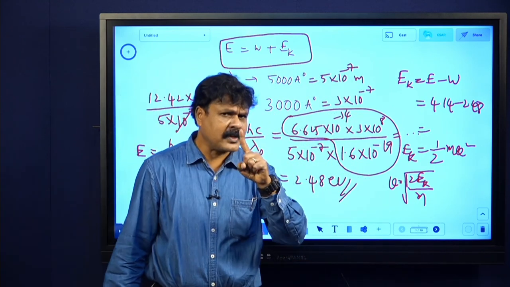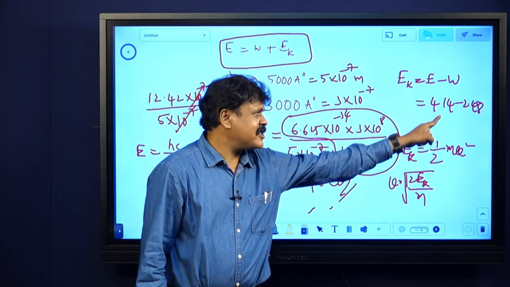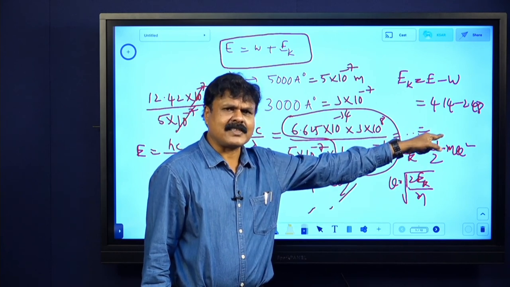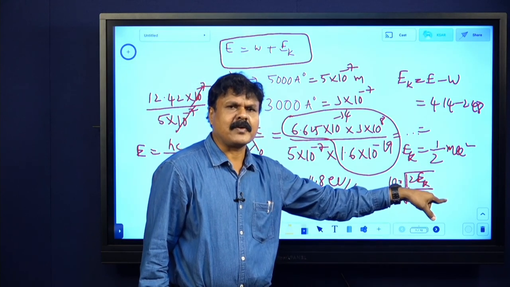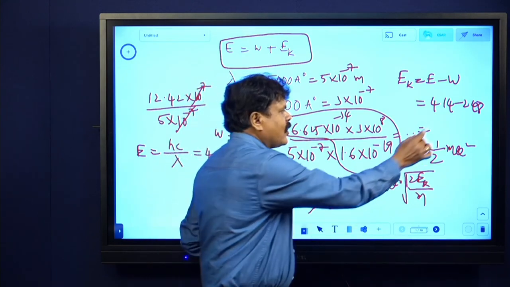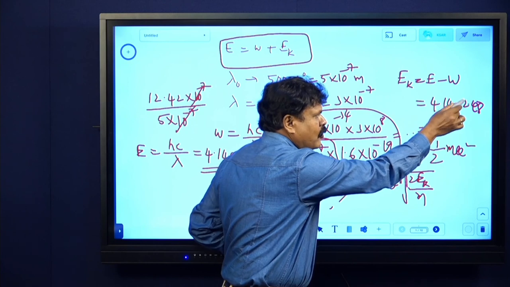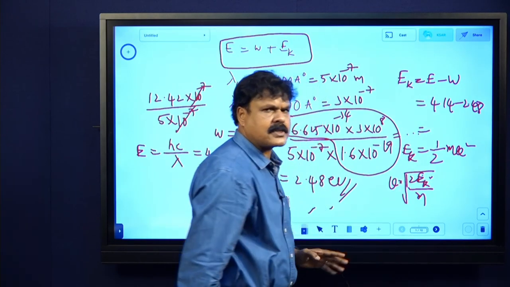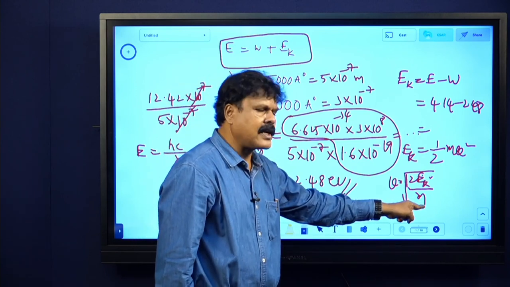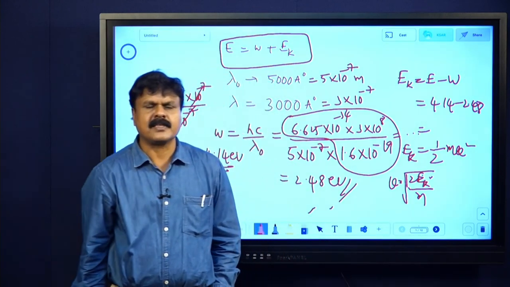Substitute. Here one more thing, you be careful. The kinetic energy you are getting here is in electron volts. It should not be used as electron volts, you have to convert it to joules. So the value will be 4.14 minus 2.48, that value into 1.6 into 10 power minus 19. And then take the mass of the electron as 9.1 into 10 power minus 31.